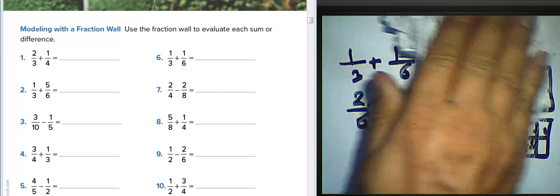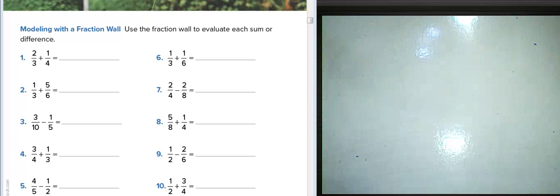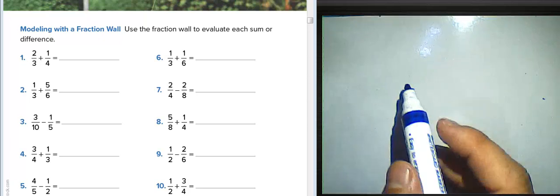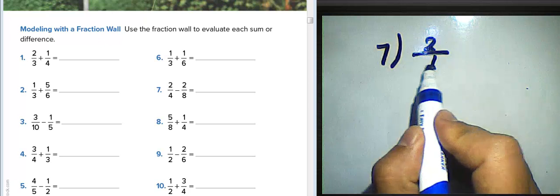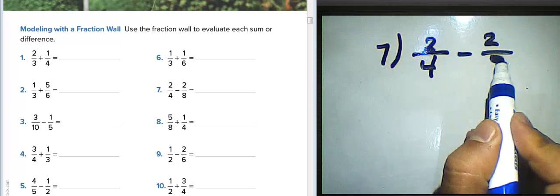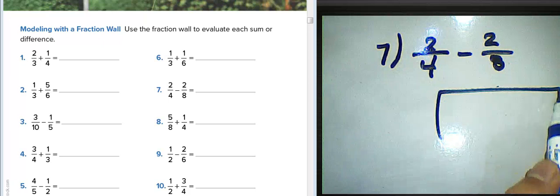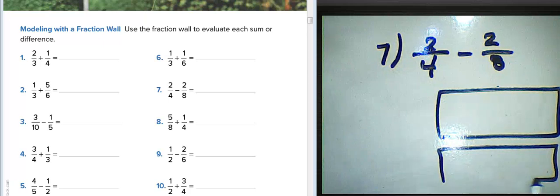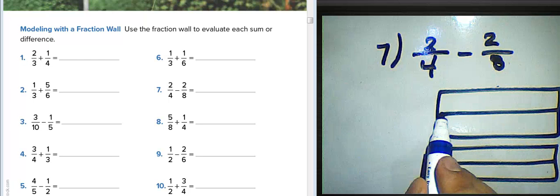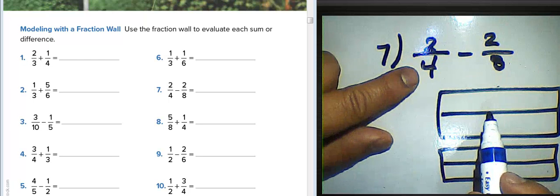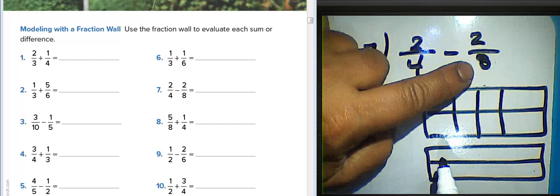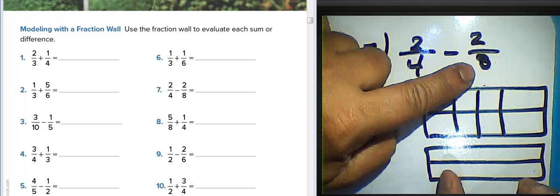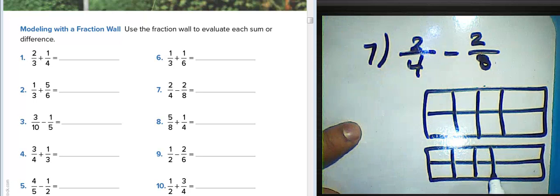Question 7. Question number 7, my students. Okay, pay attention to this example. Question number 7 asks about the difference: 2 over 4 subtracted by 2 over 8. We must draw 2 rectangles equal in area, and then divide the first. Look here, 4. I will divide it into 4 parts. 1, 2, 3, 4. And what about 8? We must divide this rectangle into 8 parts equal in area. 1, 2, 3, 4, 5, 6, 7, 8.